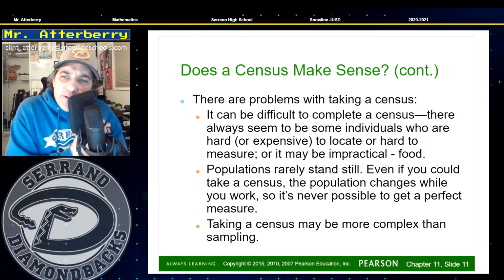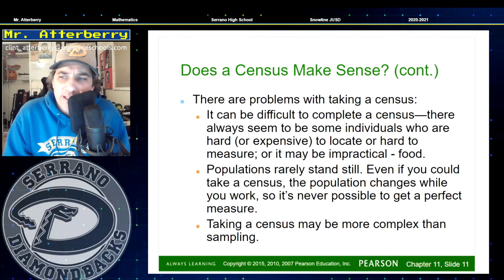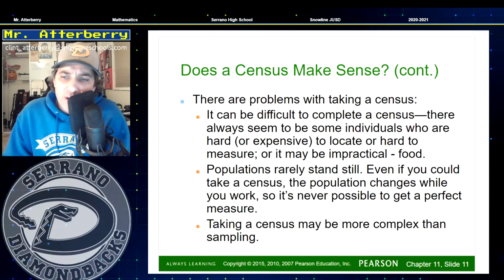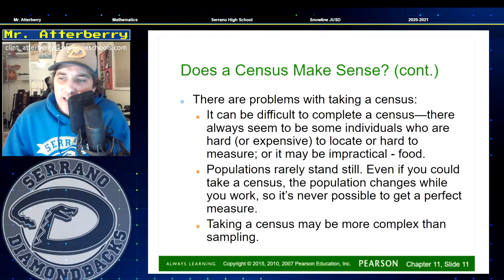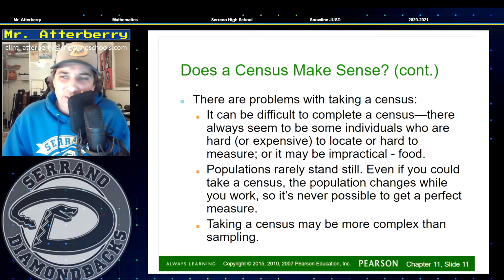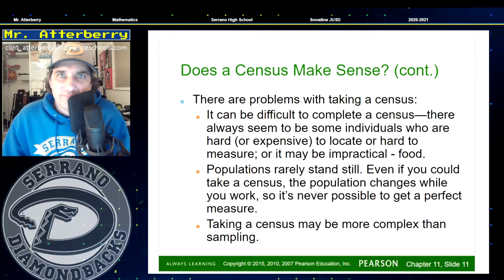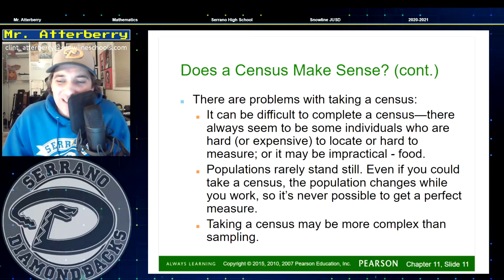There are problems, though, with taking a census. It can be difficult to complete a census. There always seem to be some individuals who are hard or expensive to locate or hard to measure, or it may be impractical. Okay, for example, food. It's not really practical to sample all the food because you don't want to eat all your food or waste all your food. Populations rarely stand still.